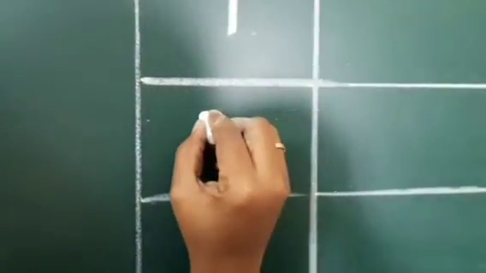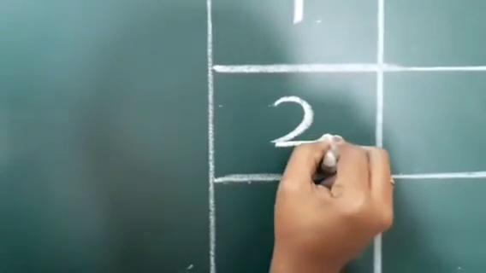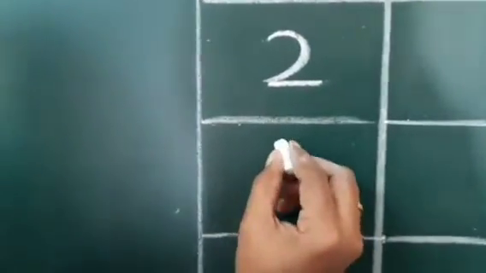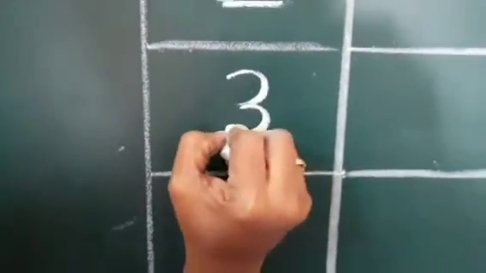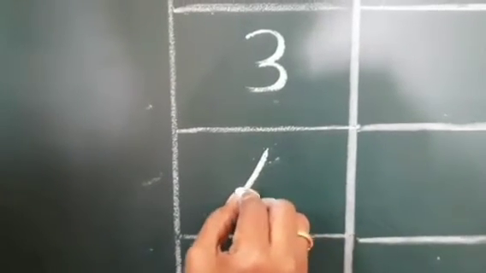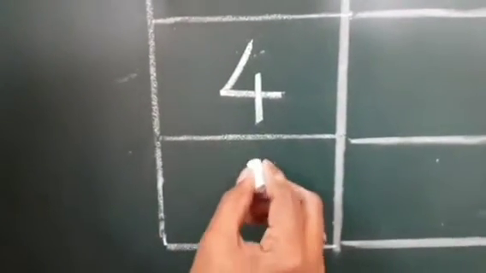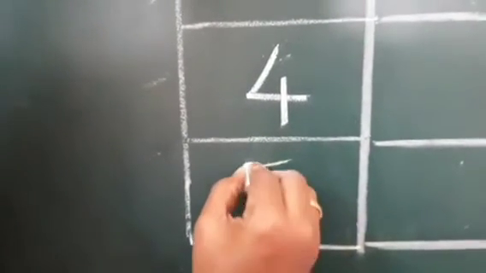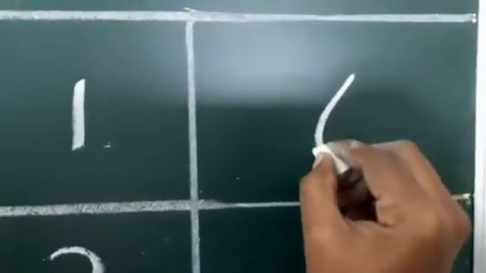1. 1 after 2. Left curve, sleeping line. 2. 2 after 3. Left curve, again left curve. 3. 3 after 4. Slanting line, sleeping line, standing line. 4. 4 after 5. Sleeping line, standing line, left curve. 5.